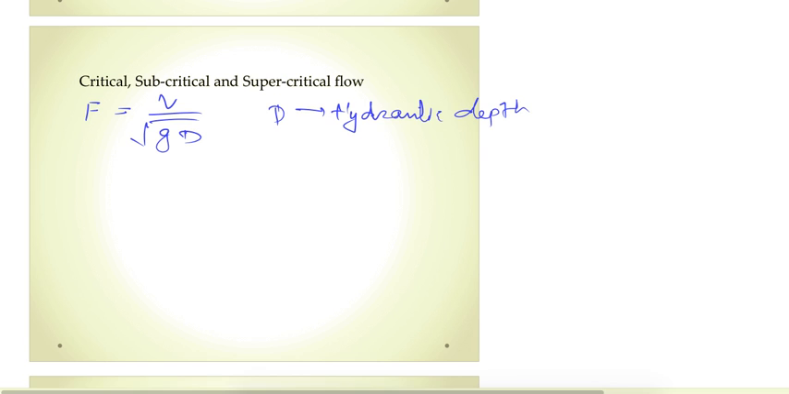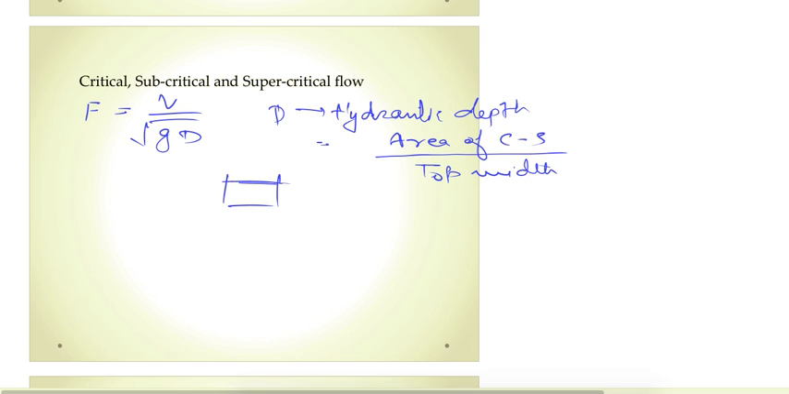Next is critical, subcritical, and supercritical flow. It is defined basically on the basis of Froude number, which is given as V upon under root gD. Here D is the hydraulic depth, or we call it the characteristic length, which is given as area of cross section divided by top width. In case of a rectangular channel, the top width will be equal to the bed width, so it will be equal to the depth of flow. But in case of trapezoidal channel, it will be different.